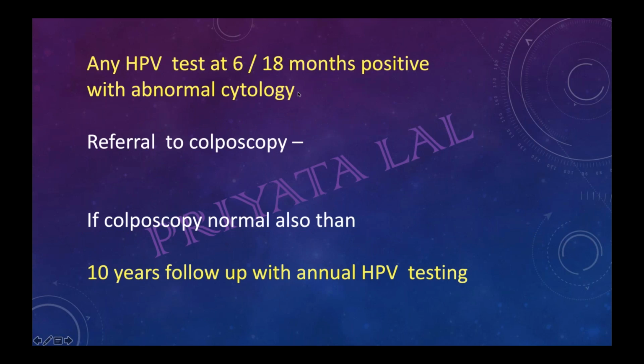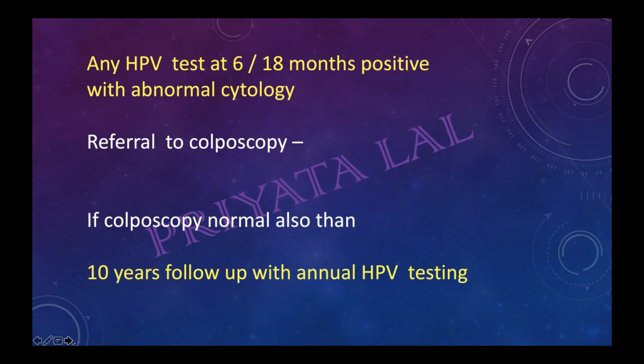Now this part again, if any HPV testing has come positive or abnormal cytology is there, then this patient will require colposcopy referral. And if after colposcopy referral, any cytology is abnormal in this CGIN patient, in that situation you have to do 10-year follow-up. But this 10-year follow-up, in the previous guideline it was with smear, but in this new guideline HPV has become the prime thing, so 10-year annual follow-up with HPV testing will be required.